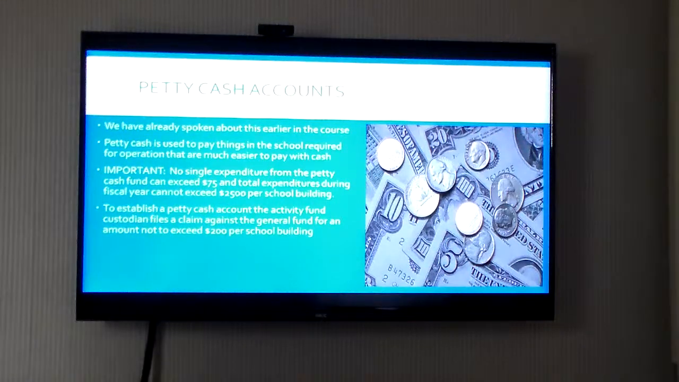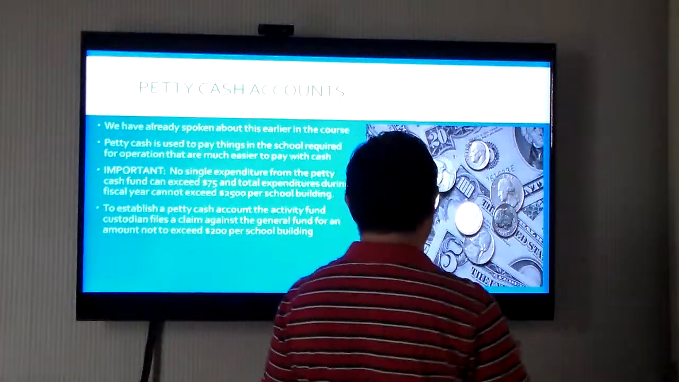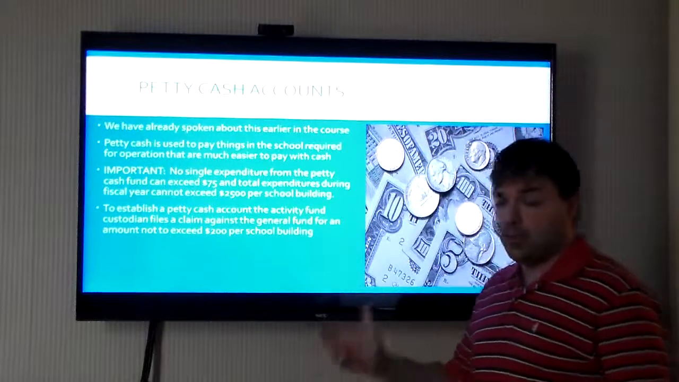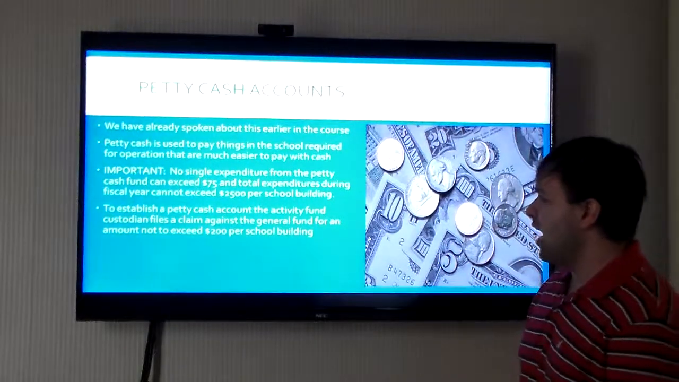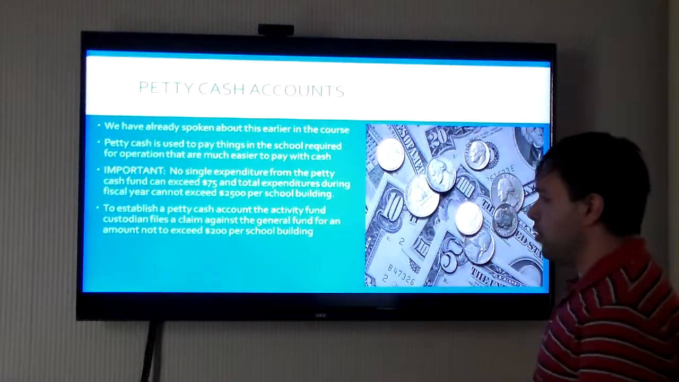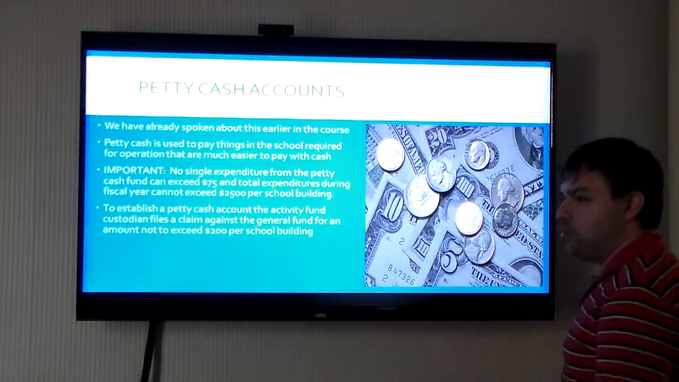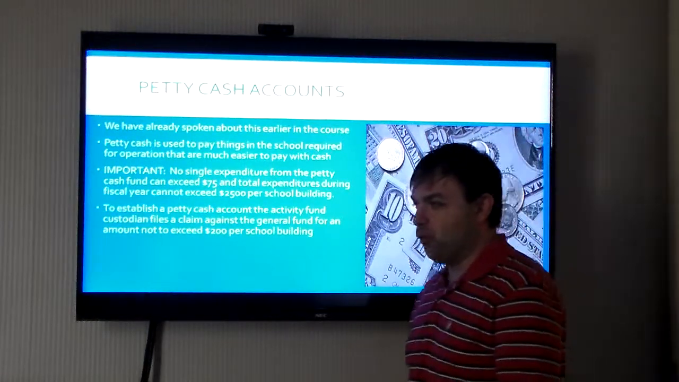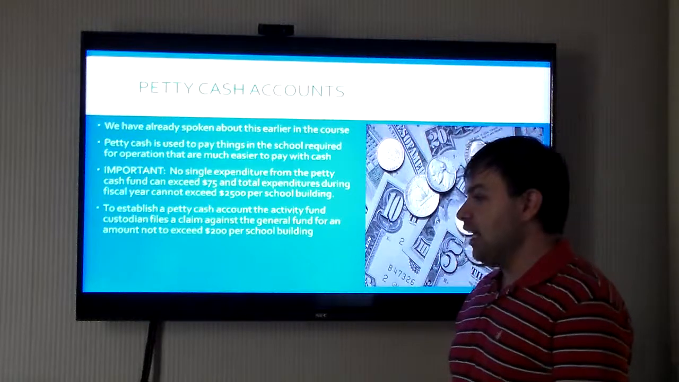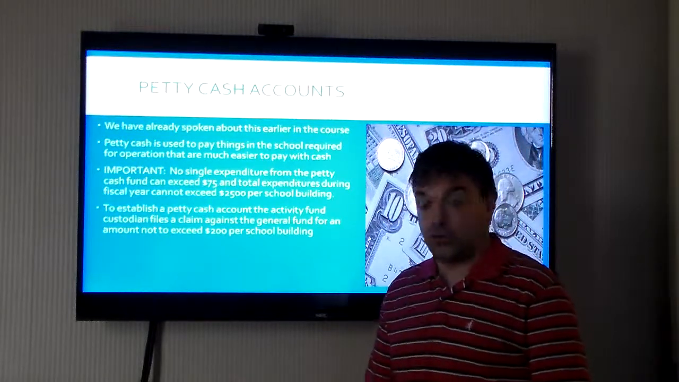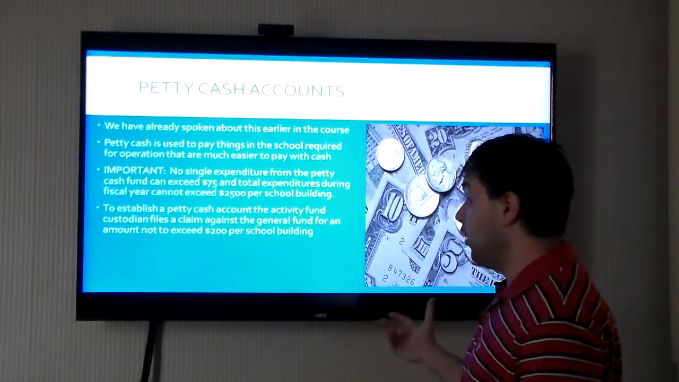So we spoke about petty cash earlier in the course, and I presented more of a holistic view of it, but now we have what's law in our state. It's important to note that you cannot spend more than $75 on one item from petty cash, and the fiscal year expenditures for the building cannot be more than $2,500 per building.